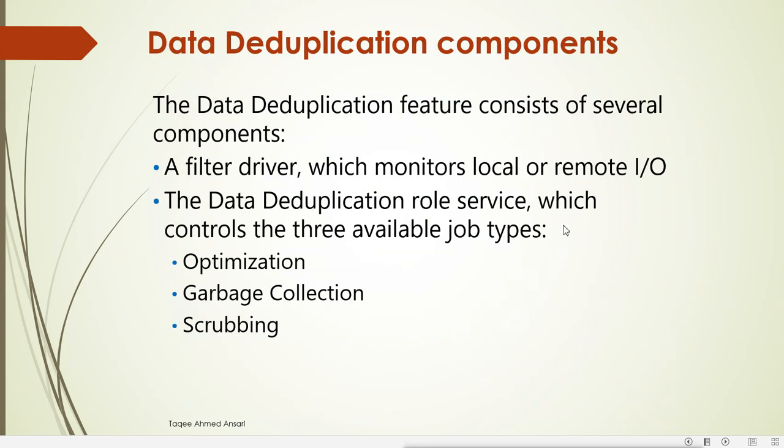Now, data deduplication components. What are the components we have? It is a filter driver which monitors local or remote input and output. Then there is the data deduplication role service, which controls the three available job types: optimization, garbage collection, and scrubbing. Optimization removes the redundant chunks, garbage collection collects all the extra garbage, like whatever was deleted, and then scrubbing does its own job.